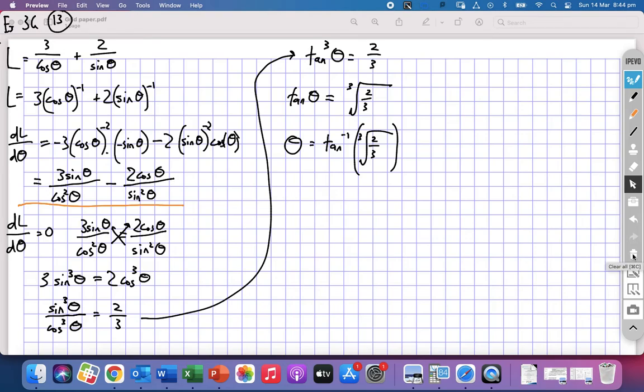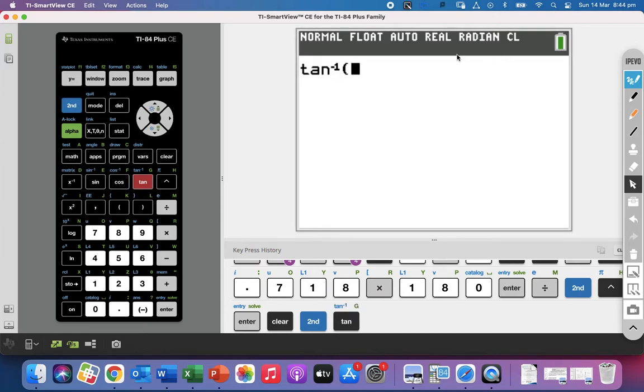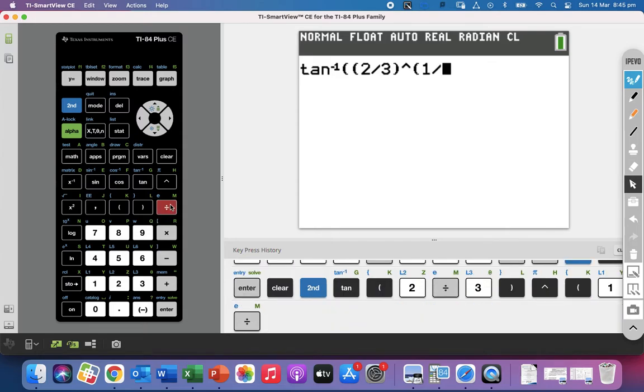Cube root 2/3. All right, lock it away, Eddie, and go to the calculator. So arctan, make sure your calculator's in radians. How about you go 2/3 to the power of 1/3. That's the cube root right there.